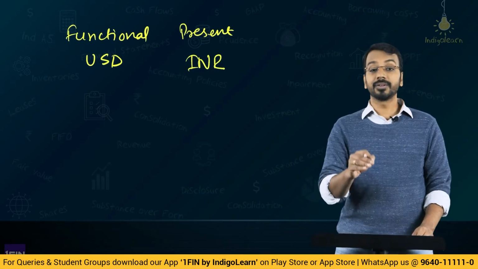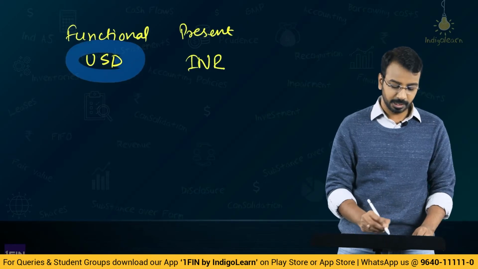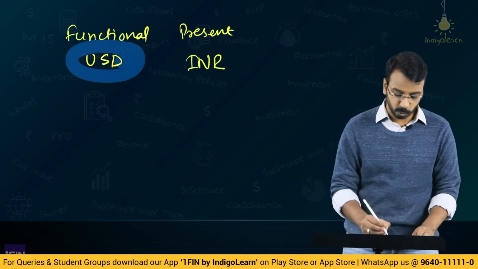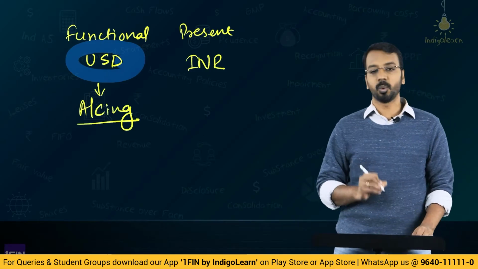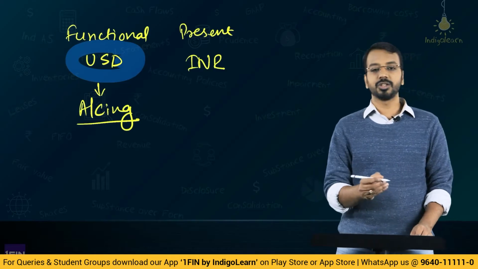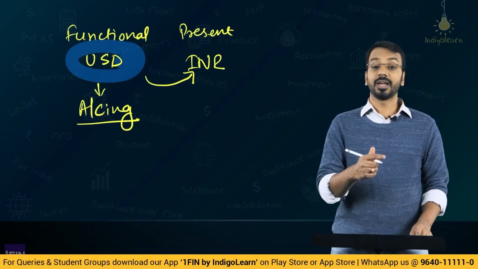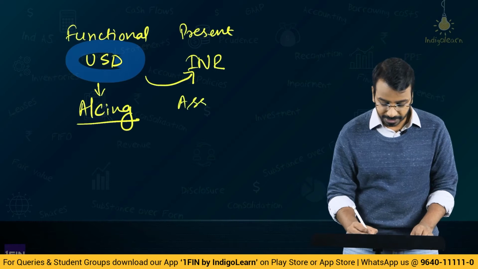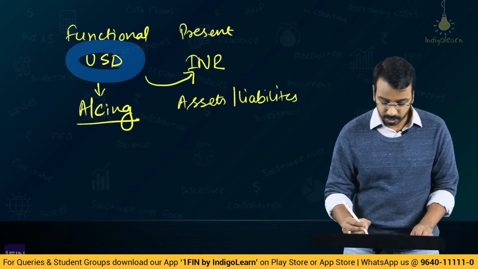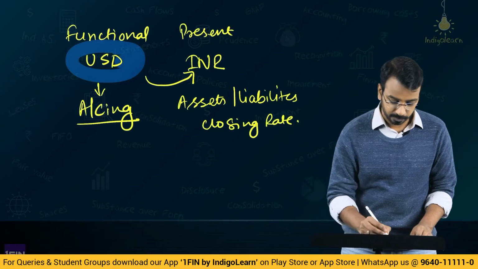Whenever there is a foreign currency transaction, that is a transaction other than in USD, all of that will have to be converted into USD and recorded here. So accounting will be done in USD only, and you will convert these USD transactions to INR for the purpose of presentation. And for that, what is the principle that we have understood? As far as assets and liabilities are concerned, you will take the closing rate.